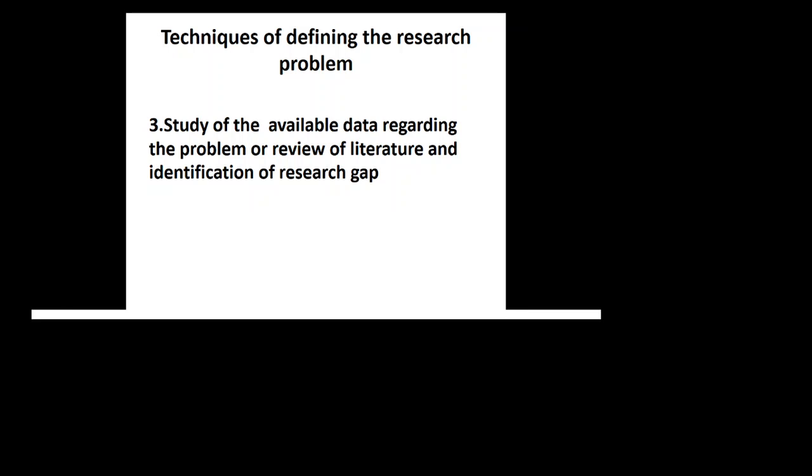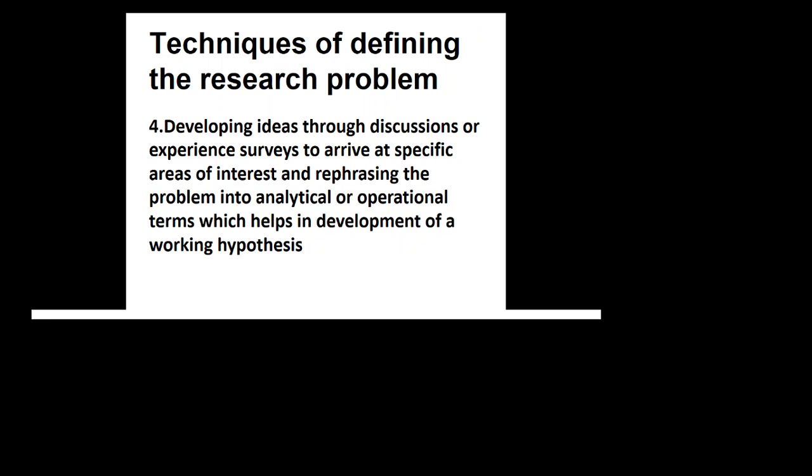Third, the study of the available data regarding the problem, or review or survey of literature, identification of research gaps, and building up of research questions. This basically justifies the reason for research. So, studying earlier theories and finding out where the interconnections of different theories give us a research gap. So, this research gap is most important in deciding your research problem.